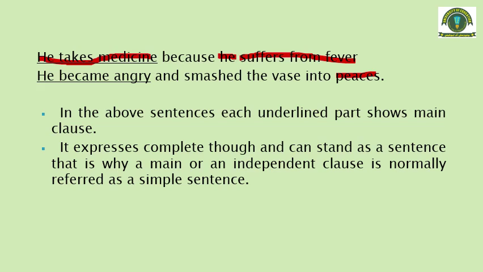So in the above sentences, each underlined part shows the main clause except the one that I mentioned, he suffers from fever. The rest of the clauses are clear and they are dependent. It expresses complete thought and can stand as a sentence. That is why a main or an independent clause is normally referred to as a simple sentence. Got it?